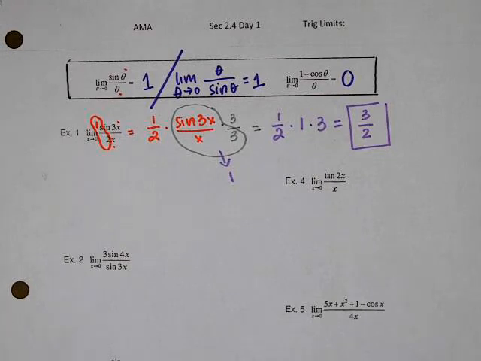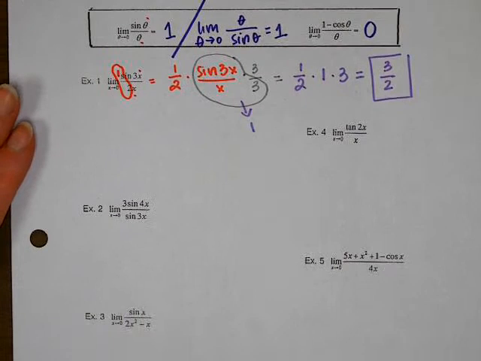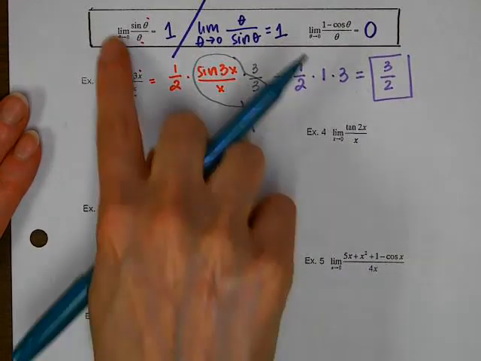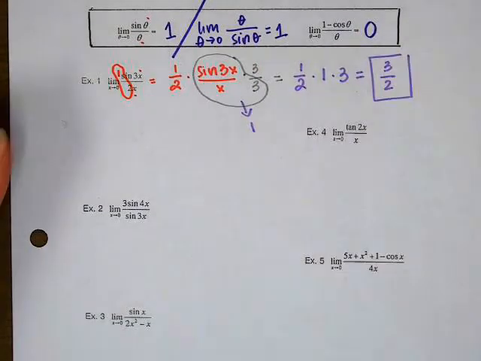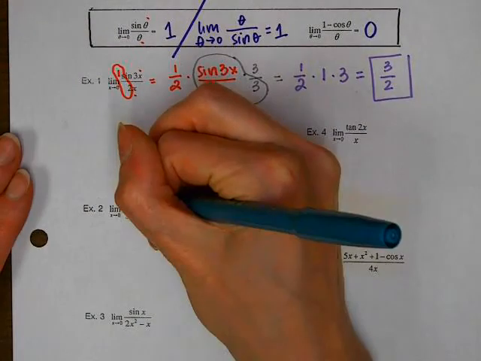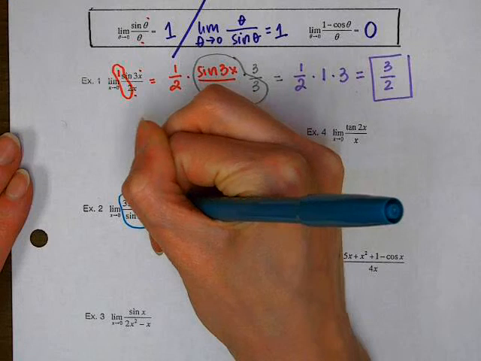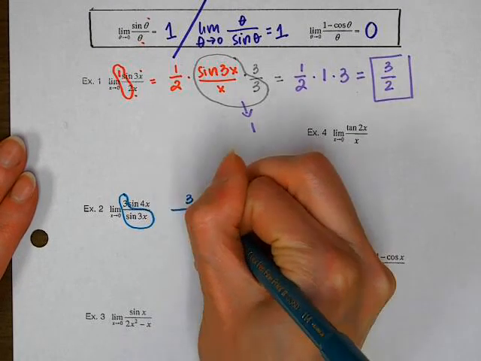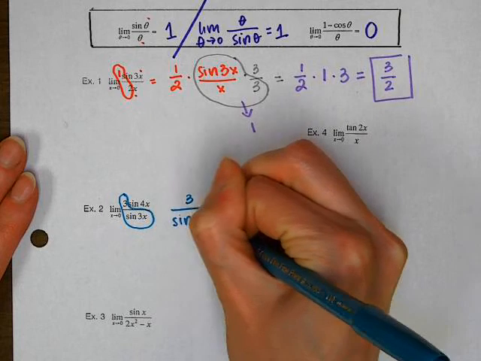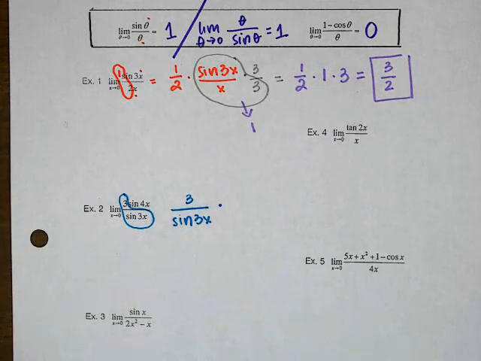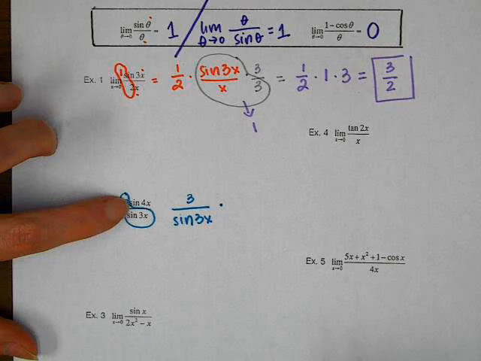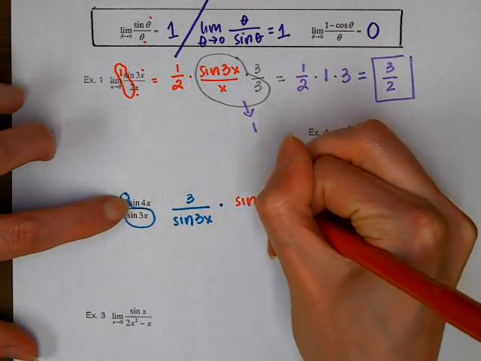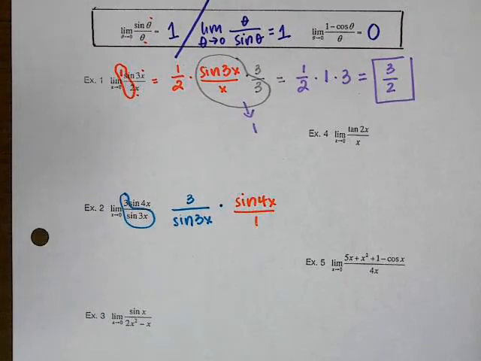Okay, number 2. So same thing, we want to try to rewrite this so it fits one of these tricks so we can apply it. So what I'm going to do with this one is break it up like this. I'm going to put the things with the 3's together. So I'm going to write it as 3 over sine 3x, and then times, and then I'm just going to keep this one as sine 4x over 1. So all I did was break up the fraction.